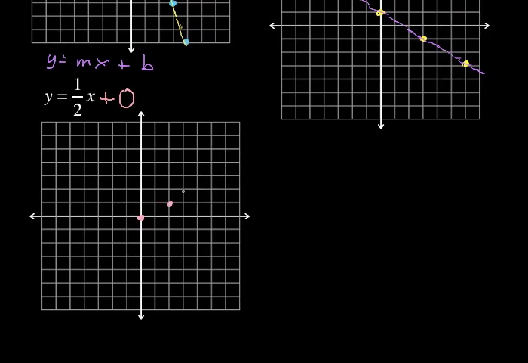And then I just keep plotting points. Rise 1, run 2. Rise 1, run 2. Or I can go in the negative direction, rise -1, run -2. So this is an upward slope. My slope is positive, but the y-intercept is at the origin. And let's sketch in a line connecting these points.